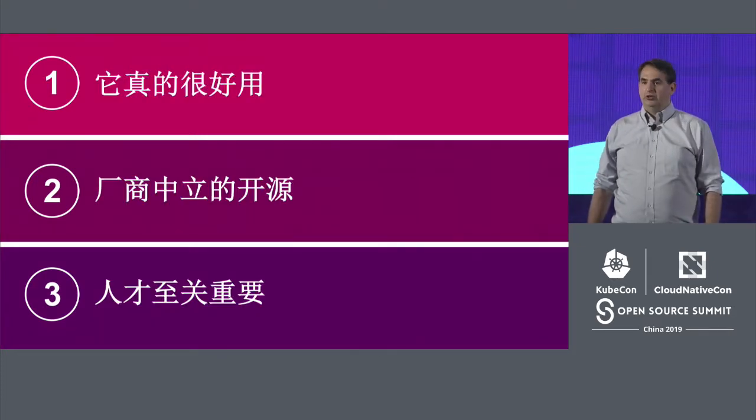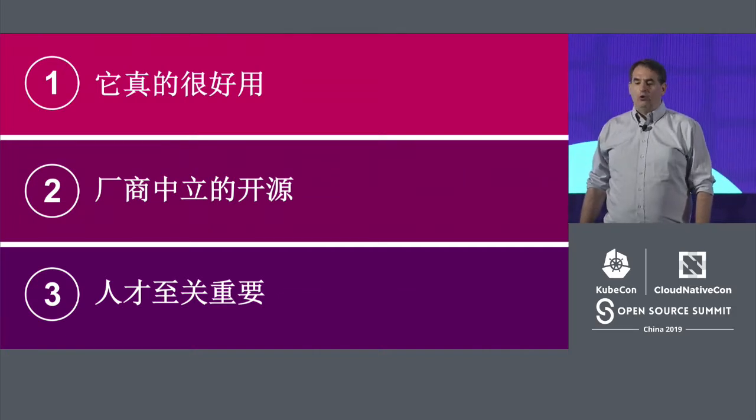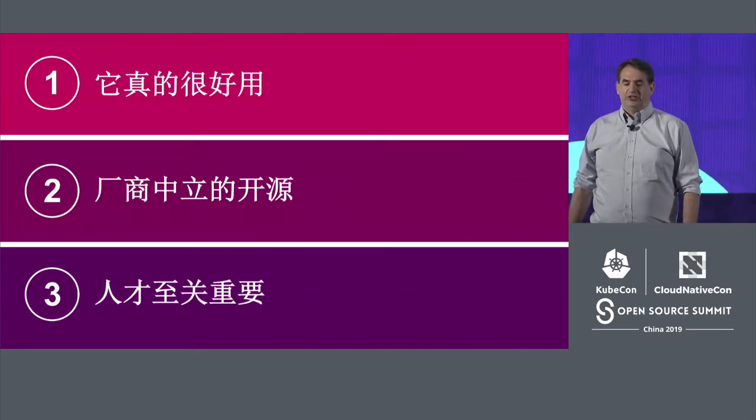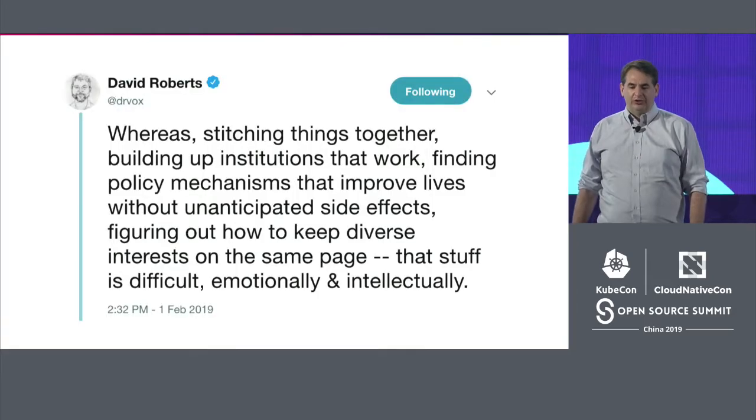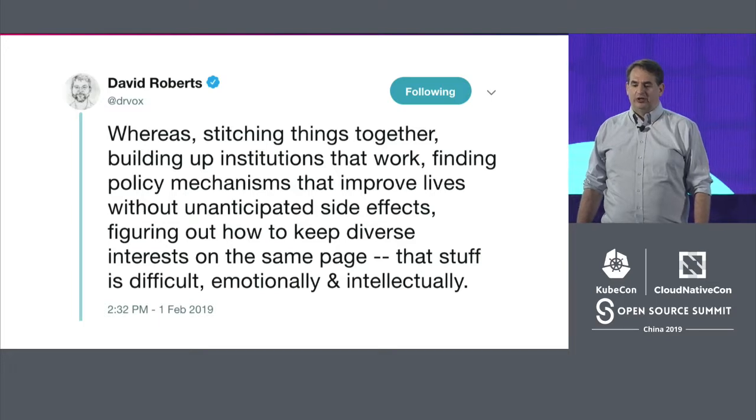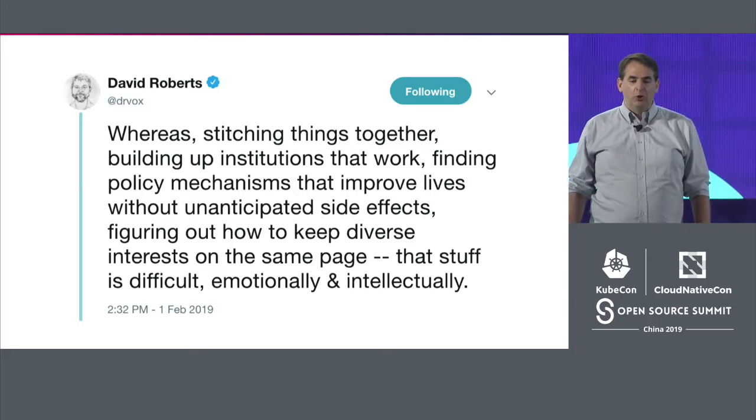But I'd love to hear yours, either in person here at the conference or on WeChat or Twitter. And the thought I want to leave you with is how deliberate all 3 elements of Kubernetes' success have been. To quote the climate writer David Roberts, stitching things together, building up institutions that work, figuring out how to keep diverse interests on the same page is difficult emotionally and intellectually.